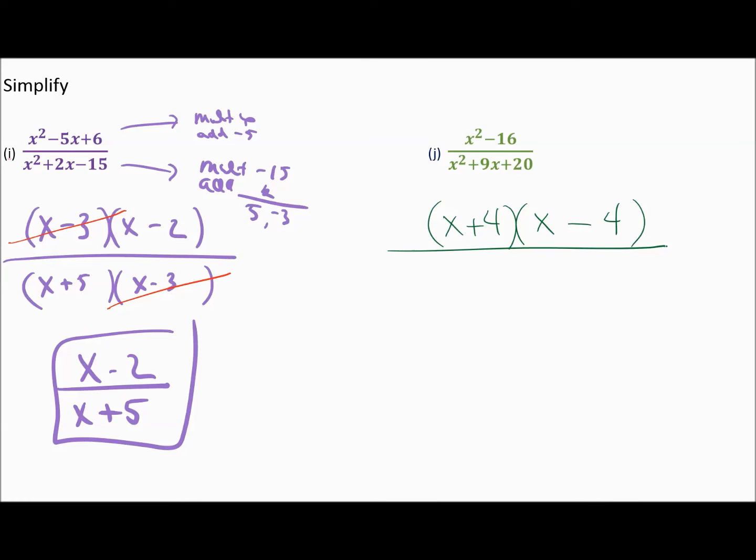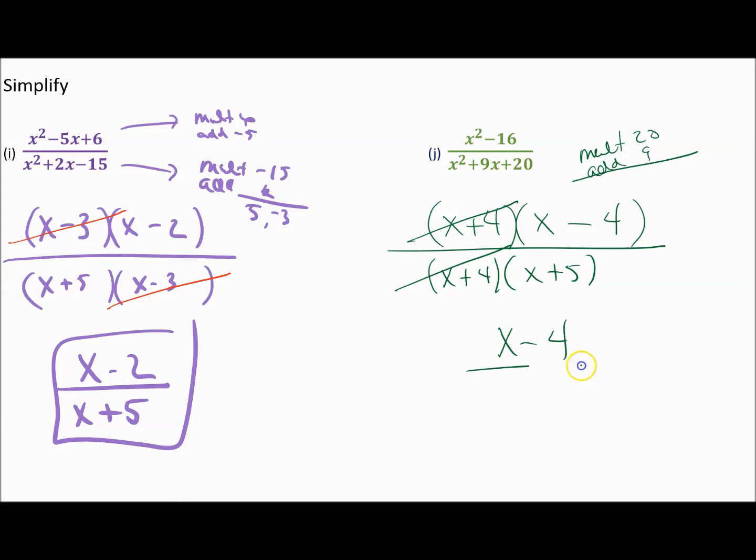And the denominator, I'm trying to find numbers that multiply to be 20 and add to be 9, because that's a trinomial with a leading coefficient of 1, and those numbers are +4 and +5. And now I see my x plus 4s will cancel, and my final result is x minus 4 over x plus 5.